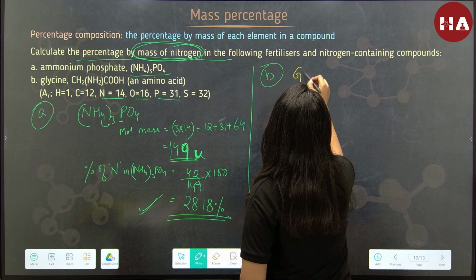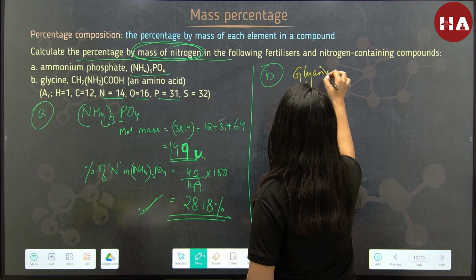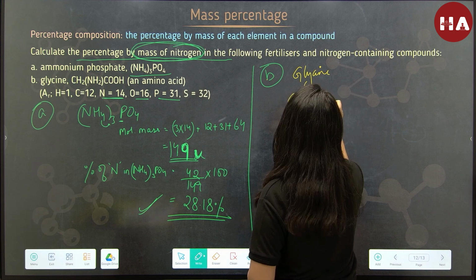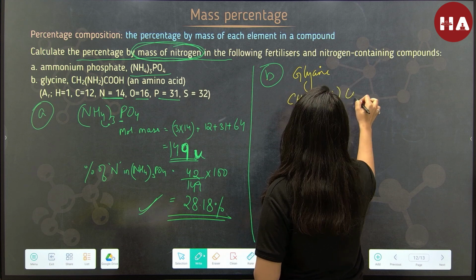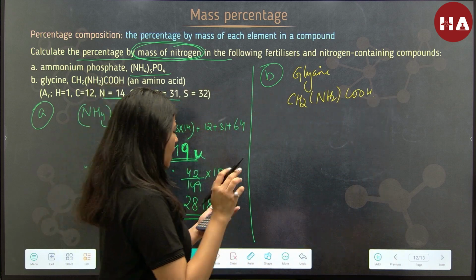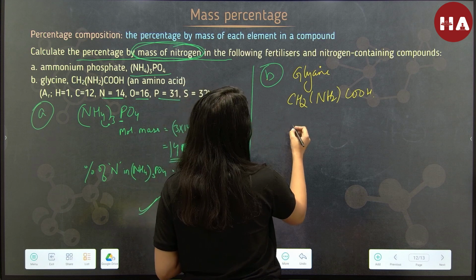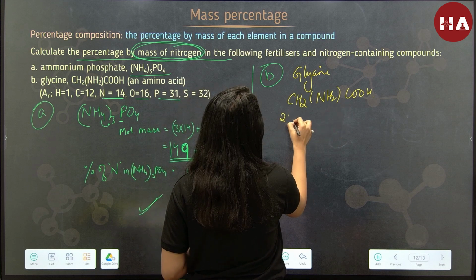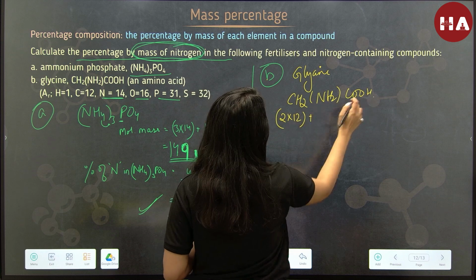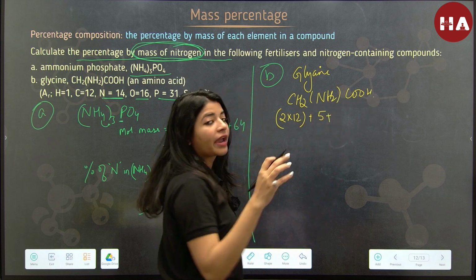So B is glycine. We have to find the percentage of nitrogen. So let's first write down CH2NH2COOH. It's an acid. So now how do we find out the mass of glycine? How many carbon do you see? 1 and 2. So 2 times 12 plus how many hydrogen? 2 plus 2, 4 and 5. 5, because 5 times 1 is 5.